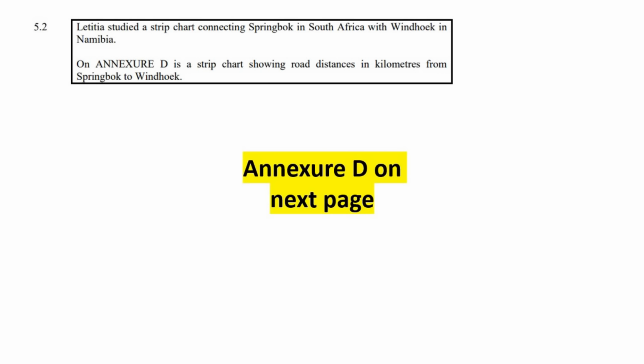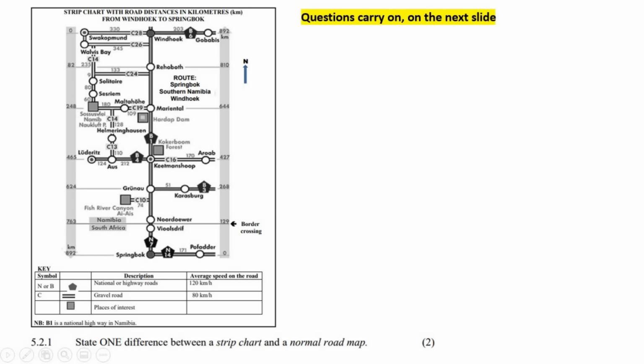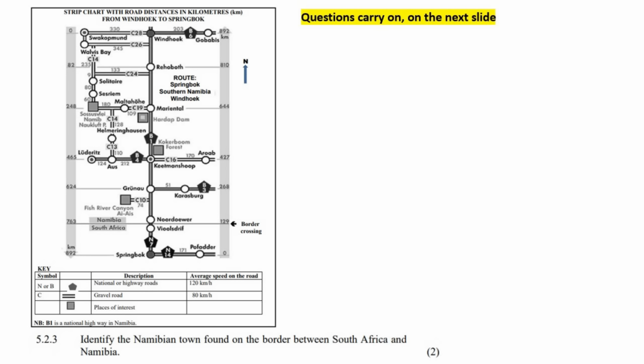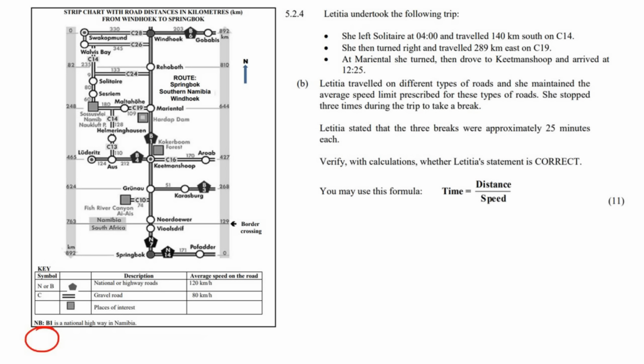This question says that Letitia studies a strip chart connecting Springbok in South Africa with Windhoek in Namibia. On Annexure D is a strip chart. Okay, so let's have a look. So this is called a strip chart, and it's between Springbok, which is in South Africa, to Windhoek, which is in Namibia. So it says the first question, and there will be more questions, by the way. There will be a second question, a third question, a fourth. So question 4 has a part A and a part B.